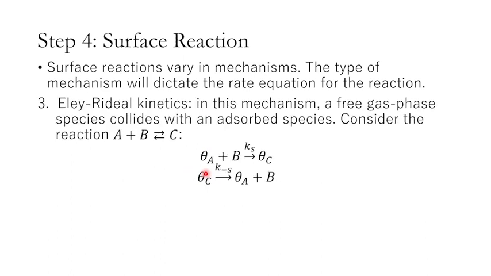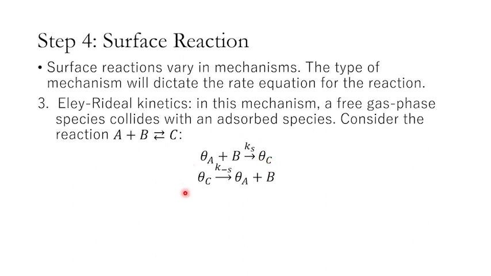And finally, the third mechanism is called the Eley-Rideal kinetics. In this mechanism, a free gas phase species collides with an adsorbed species. Consider the reaction A plus B yields C, another reversible reaction. Now, for this to become an Eley-Rideal reaction, one of the reactants should be adsorbed on an active site and the other should be a free species. In this case, A is adsorbed onto an active site while B is a free species. So what happens is B collides with theta A and that results in the formation of C, which is still adsorbed on the active site.